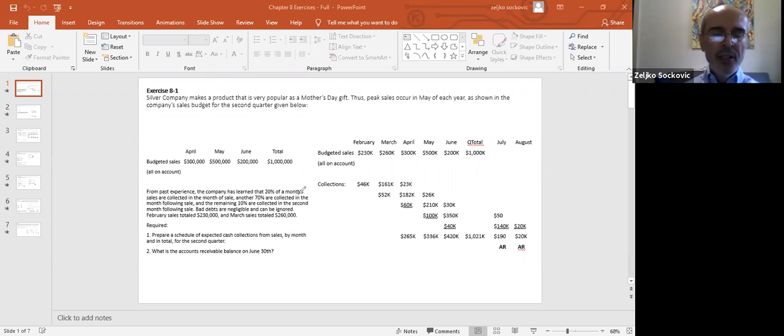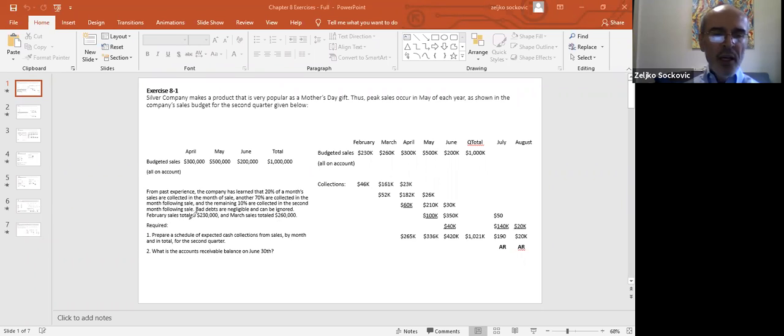So the company has learned that 20% of a month's sales are collected in the month of sale. Another 70% is collected the month following sale. The remaining 10% is collected the second month following sale. Bad debts are negligible and can be ignored. February sales total 230 and March sales total 260.